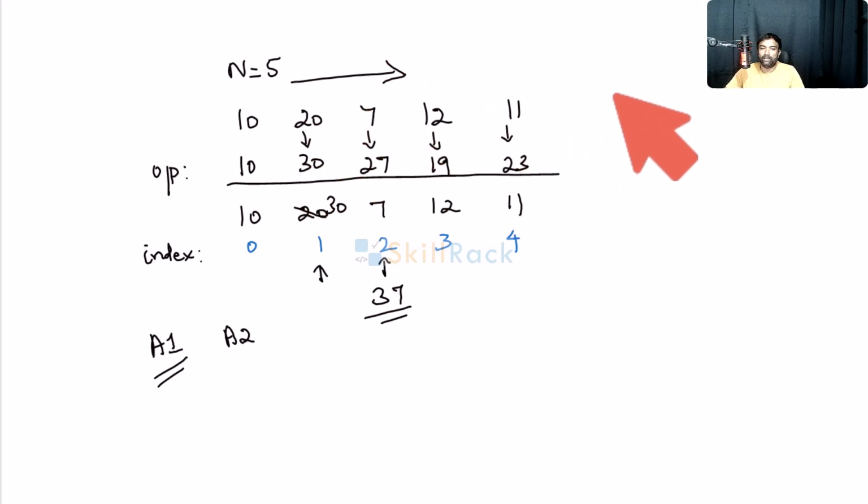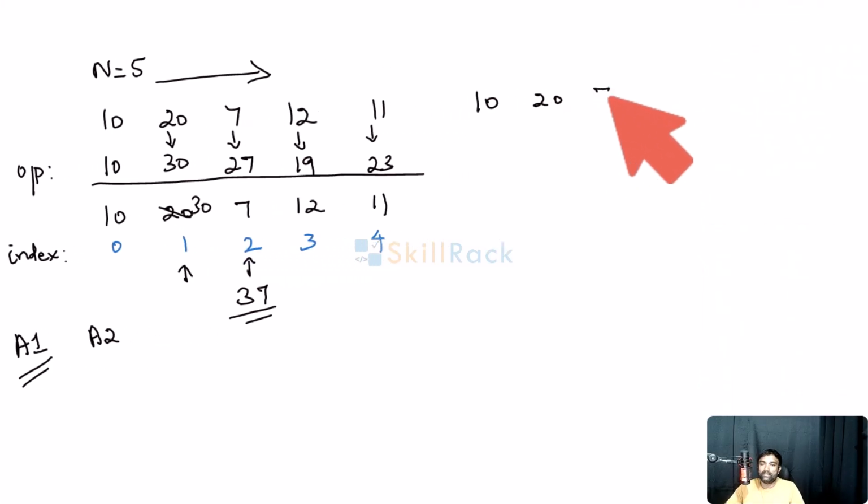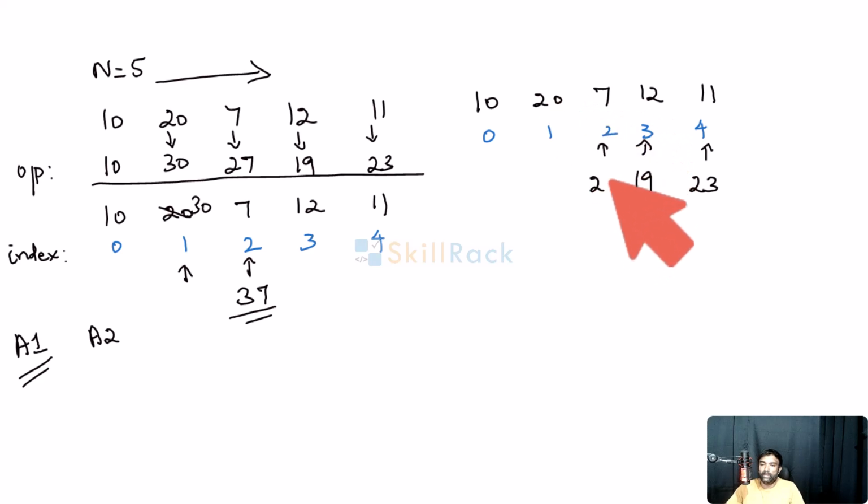So let me explain. The values are 10, 20, 7, 12 and 11. We have the index values 0, 1, 2, 3, 4, right? We will navigate from 4 to 1 because the first value is untouched. So we will start here, at 4. What do you do? Add 11 to 12, 23. Now come to 3. What will you do? Add 12 to 7. You will get 19. Now come to 2. Add 7 to 20. You will get 27.